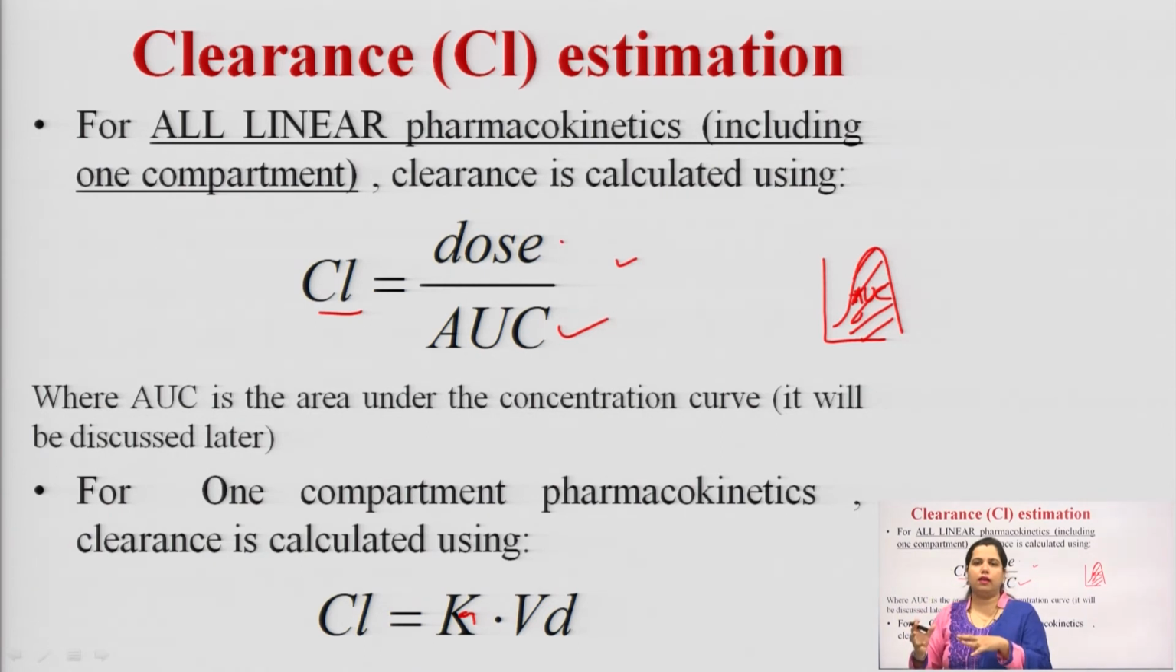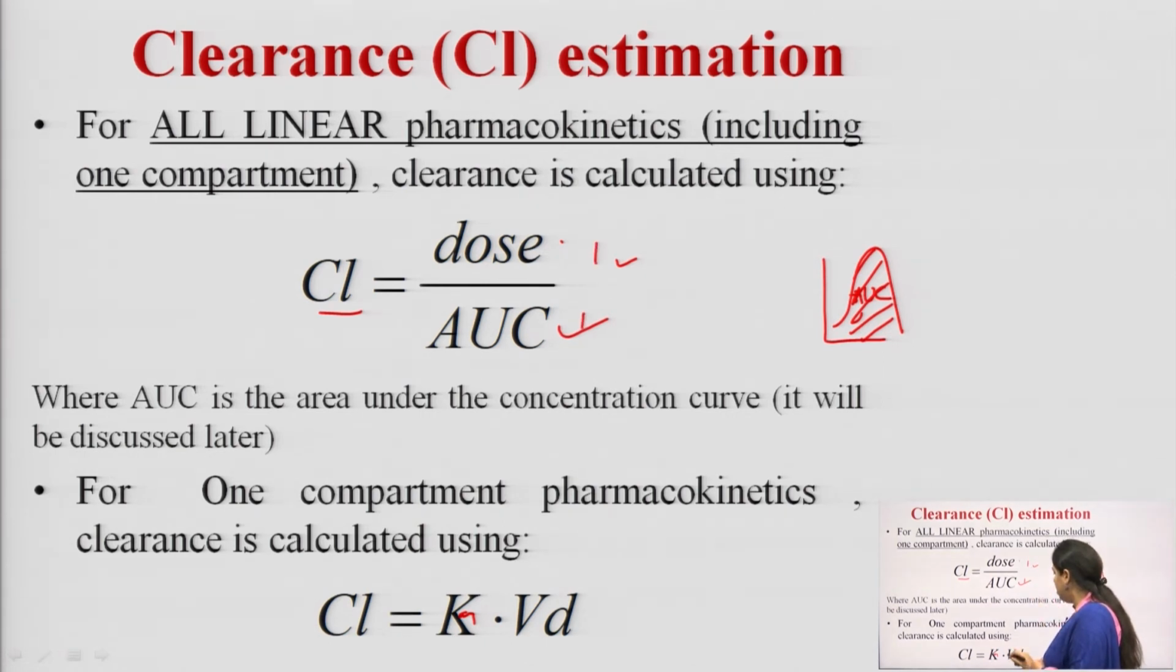This integrated area gives all the information about the drug: peak plasma concentration, minimum effective concentration, maximum safe concentration, therapeutic index, Tmax and onset of action. So, all the data you can get through this AUC, where AUC is the area under the concentration curve, which has already been discussed. For one compartment pharmacokinetics, clearance is calculated using this. When we depict these terms in values, clearance is equal to K times Vd.